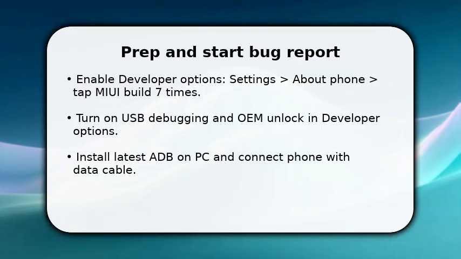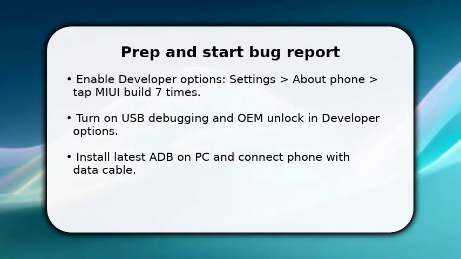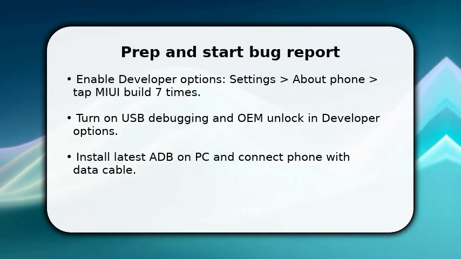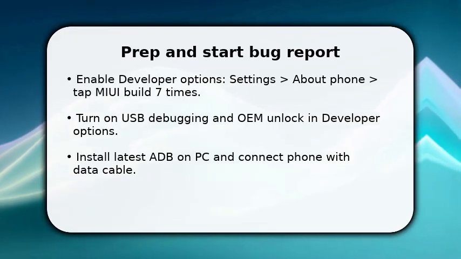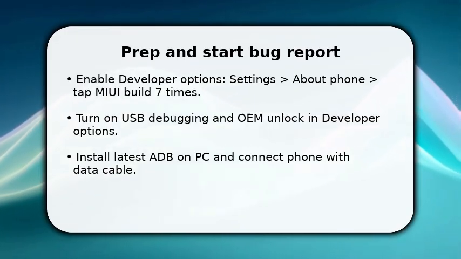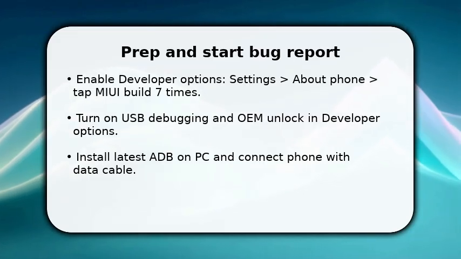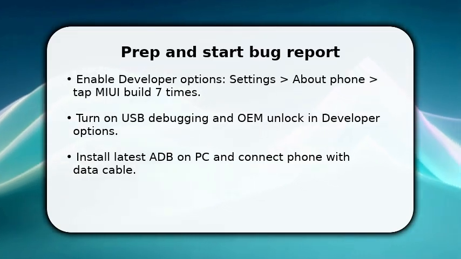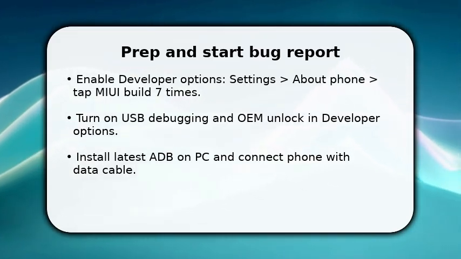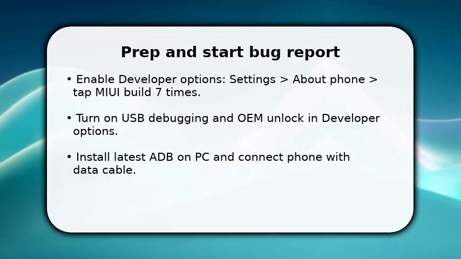You begin by preparing the phone and PC. Enable developer options and turn on USB debugging and OEM unlock so commands can run. Once done, install the latest ADB tools on your computer and connect the MI phone via a reliable USB cable. Make sure the phone is authorized for debugging.